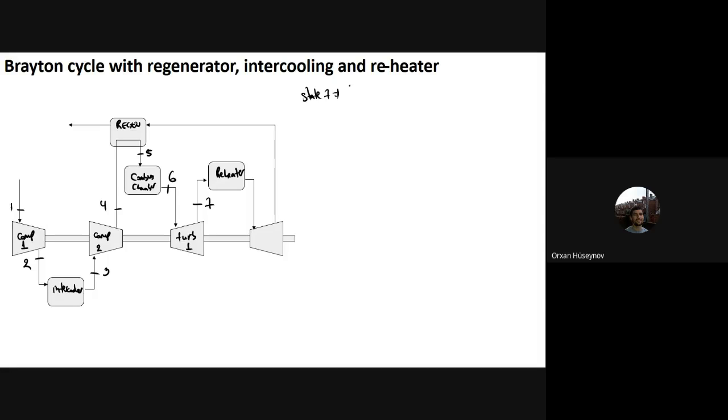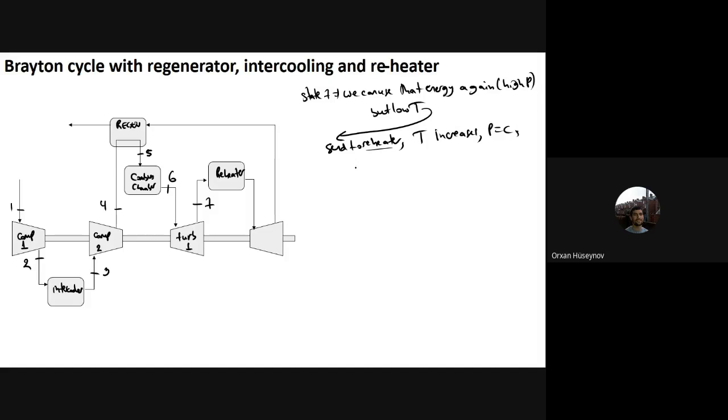Okay. But we can use that energy again. So to be able to use it again, it has high pressure, high P, but low temperature. What you are doing is that you are sending it to the reheater. Okay, the name says it. You are reheating it. The temperature increases, but P is constant. Okay, and then now comes turbine 2. You will have this turbine 2 after this reheater process.